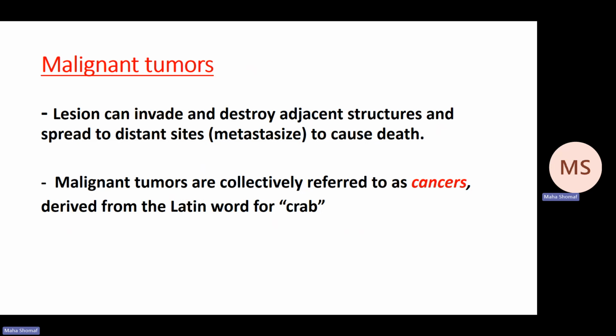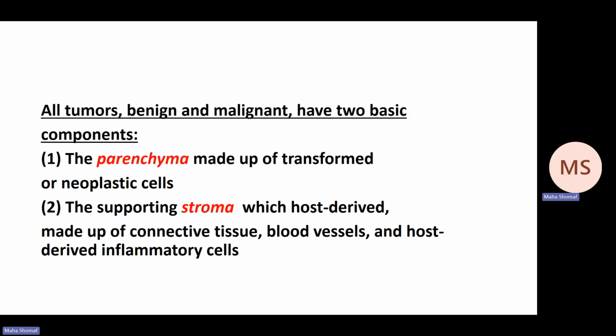Malignant tumors, collectively, are referred to as cancers, and this is derived from the Latin word for crab. This is a descriptive term describing malignant tumors that tend to invade the surrounding tissue, as if they are adherent to the site of origin, and that's why surgically they are difficult to remove.